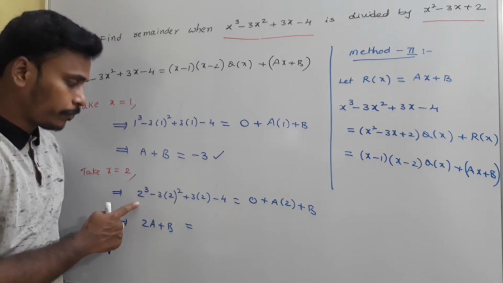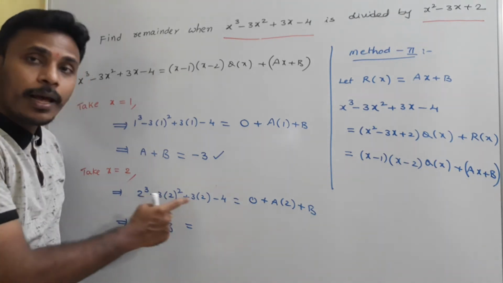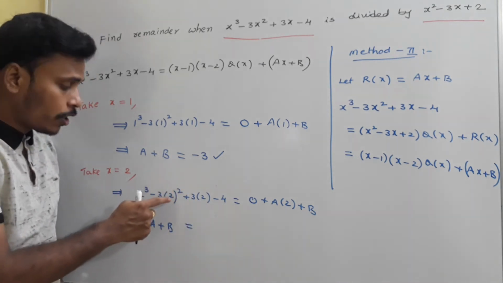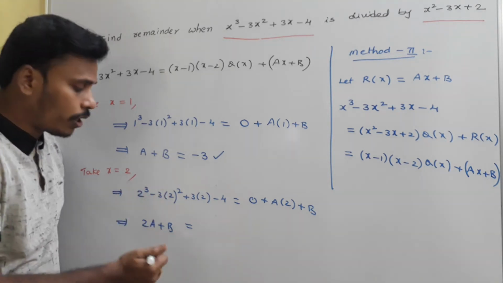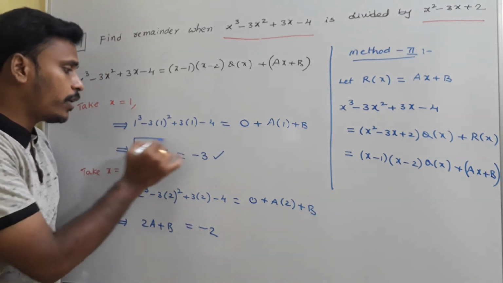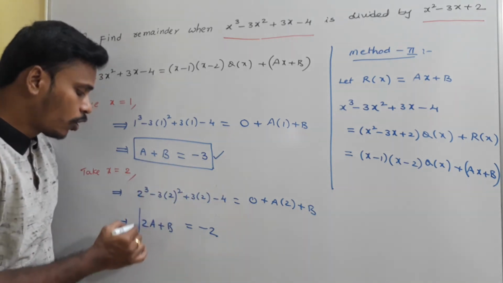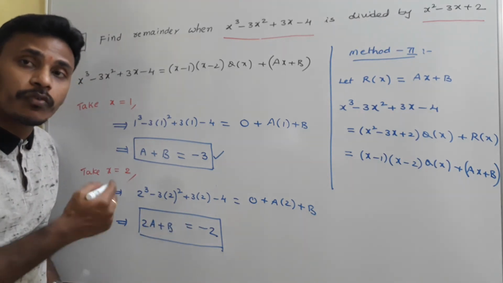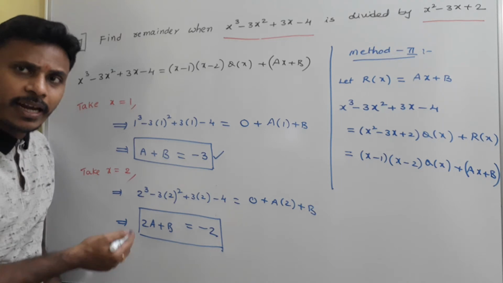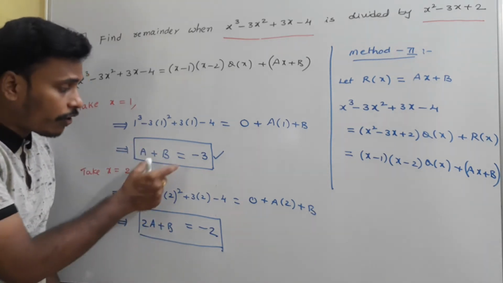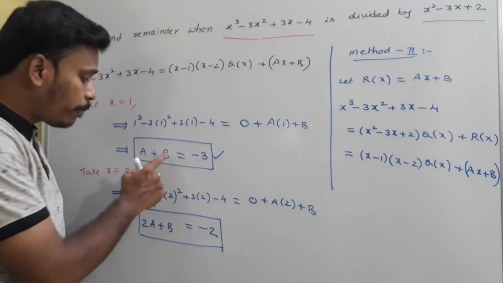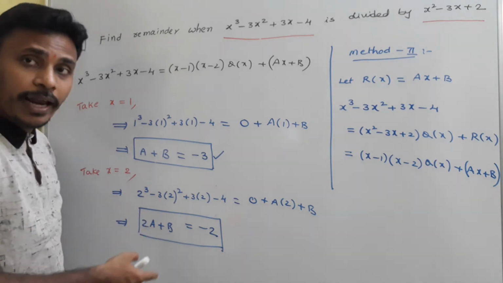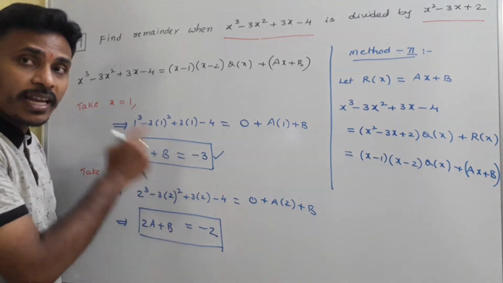2 cube is 8, 3 into 2 is 6, 8 plus 6 is 14, minus 4 is 10, and still we have this term. 2 square is 4, 4 times 3 is 12, 10 minus 12 which is minus 2. So a plus b is equal to minus 3, as well as 2a plus b is equal to minus 2. So using these two we need to find out the values of a and b. When you subtract the first equation from the second equation, b and b get cancelled, 2a minus a is a, and minus 2 minus of minus 3 is plus 3.